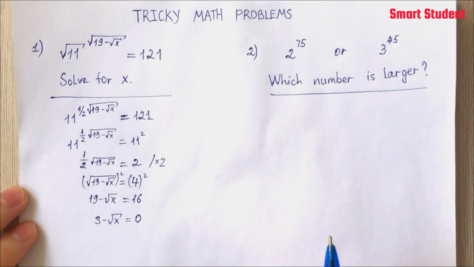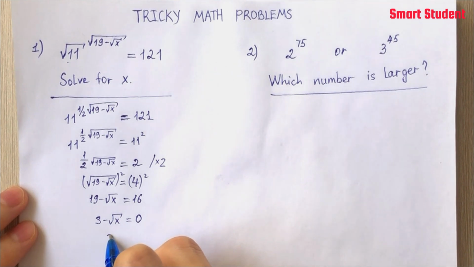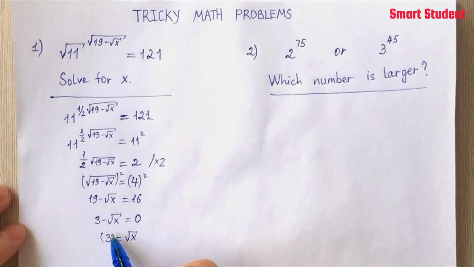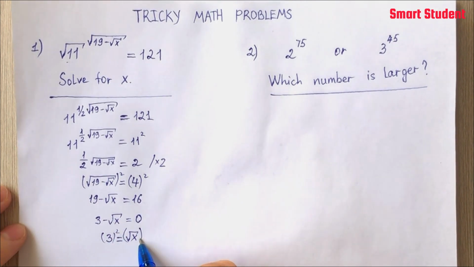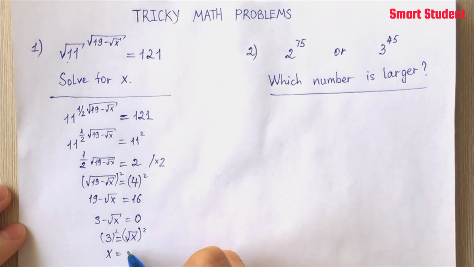Let's go ahead and add the square root of x to both sides. So we're gonna get 3 is equal to the square root of x. The last step is just gonna be squaring both sides to get x by itself. And this x is equal to 3 squared, which is 9. Done.